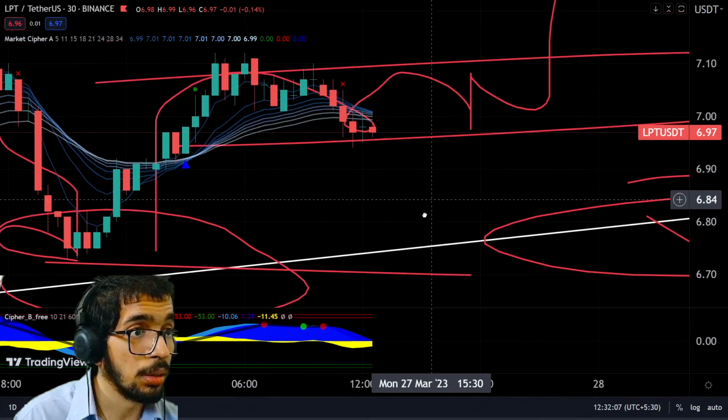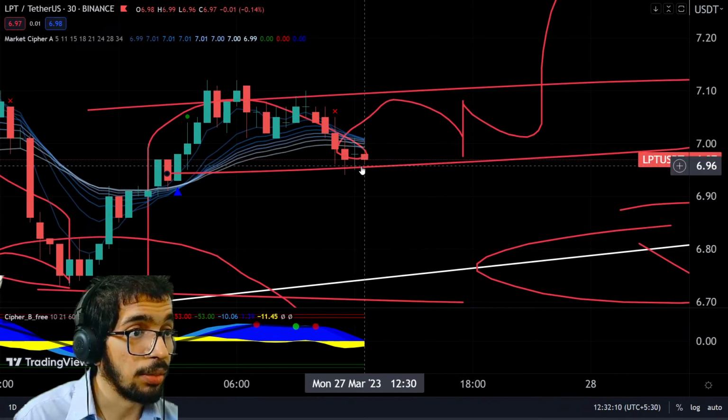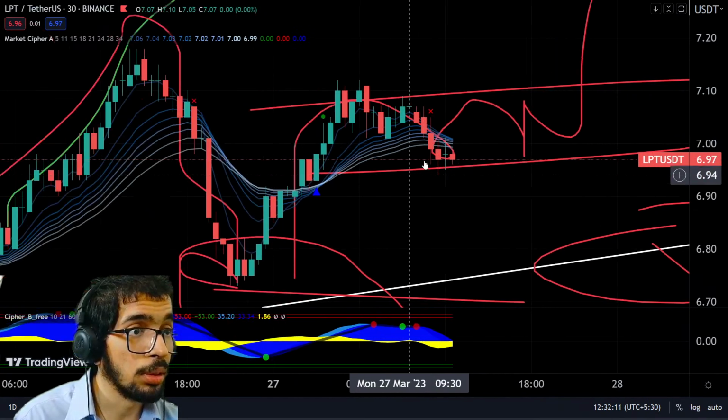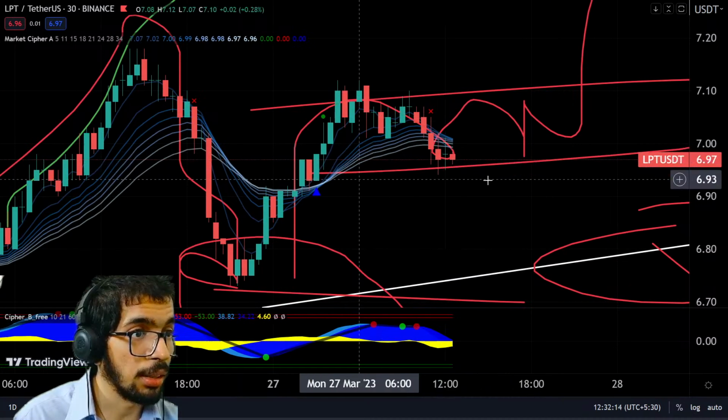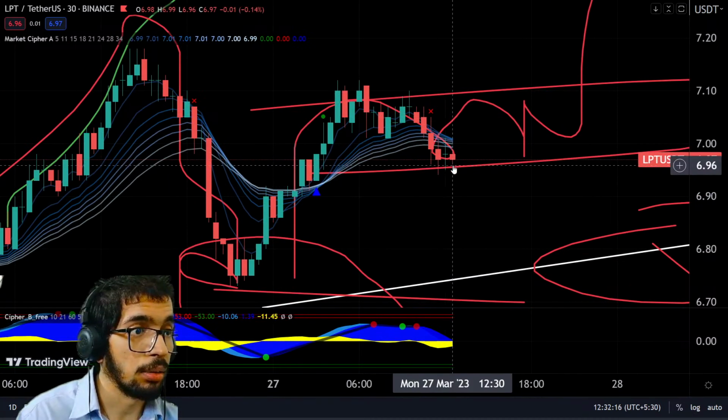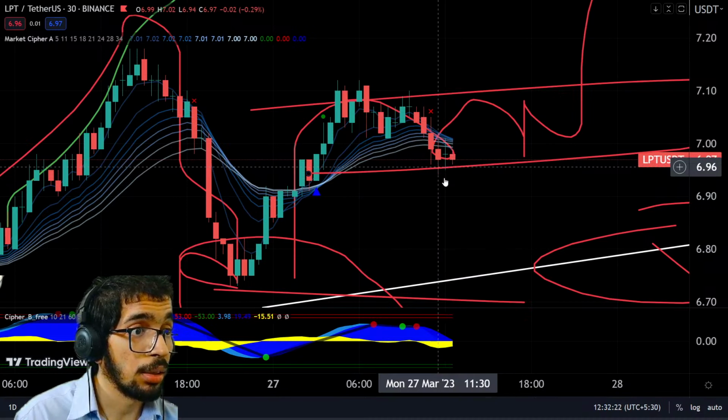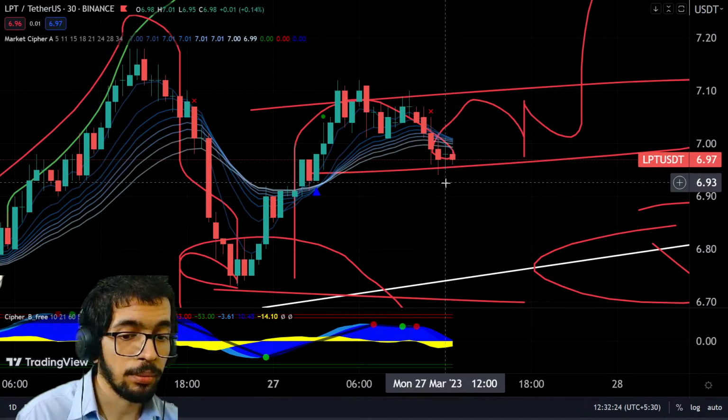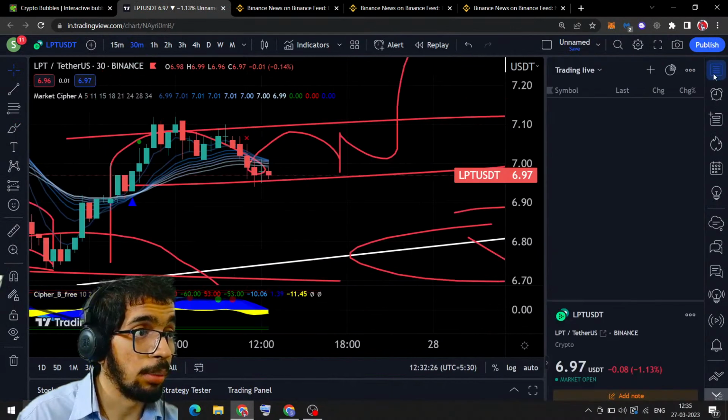This area. So you can buy it here, this area, and put your stop loss anywhere below this area. Exactly, it's at around 0.6696 dollars. You can put your entry and stop loss anywhere below. Okay, that's on your LPT chart.